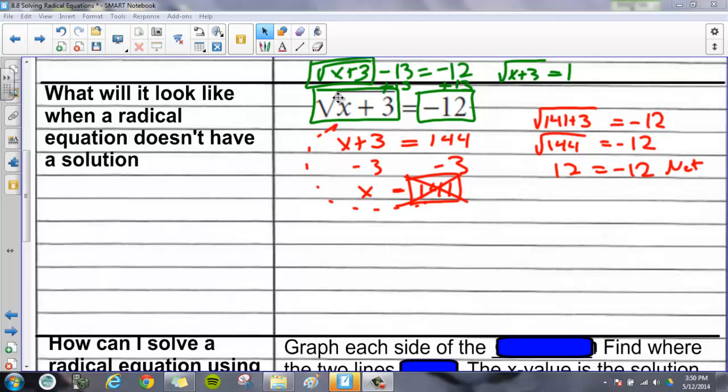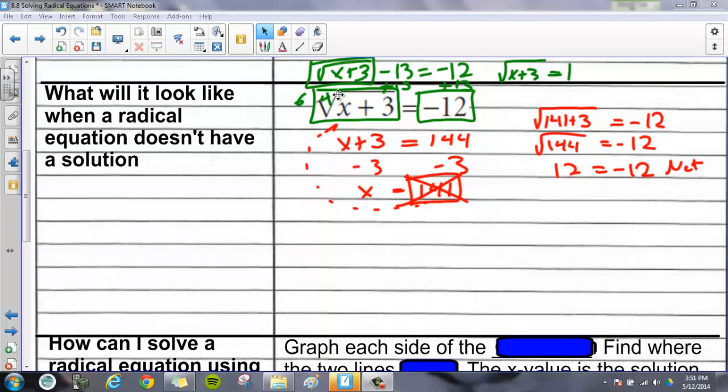If the square root, or the fourth root, or the sixth root, it only happens with even ones. If the square root or the fourth root, I'll show you what that looks like, or the sixth root is equal to a negative number, you know right away there is no solution. Okay, so that's a trick here.